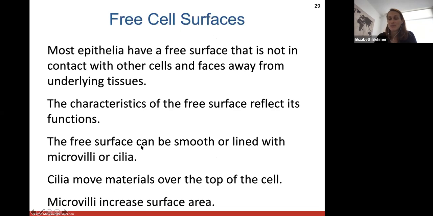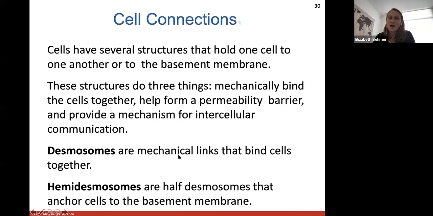Sometimes the free surface can be very smooth, or it can be lined with microvilli to help with absorption and increasing surface area, or cilia, where cilia will move materials on top of the cell, much like in your respiratory tract, where cilia move the junk trapped in the mucus out of your airways. And then microvilli, increased surface area, are often found in the digestive tract.